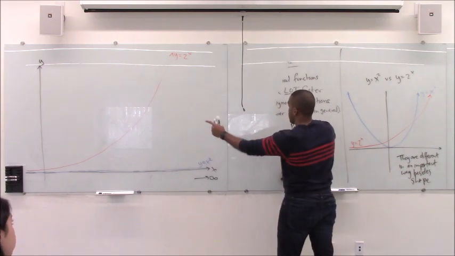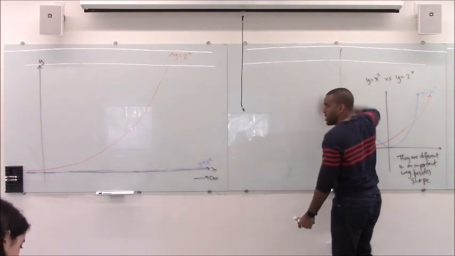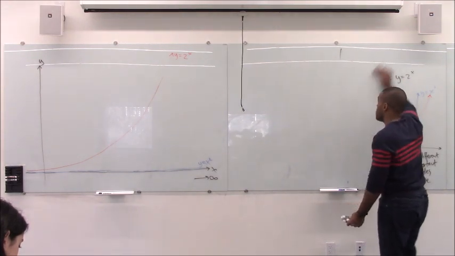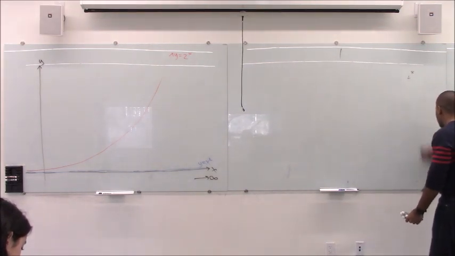So that's a very important fact about exponential functions. Compared to polynomials, they grow very fast, very large. They get much, much larger.